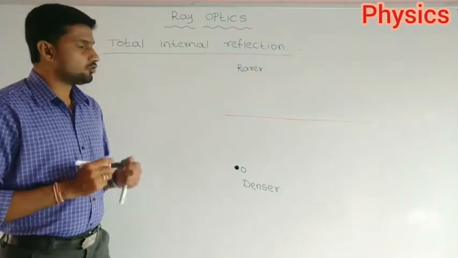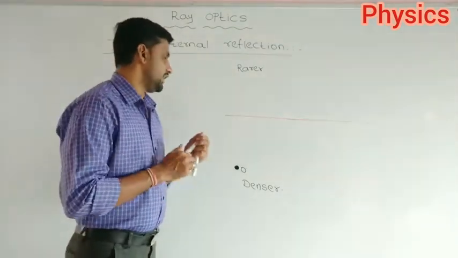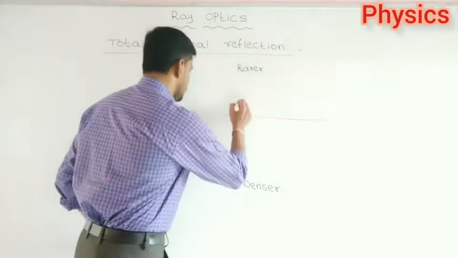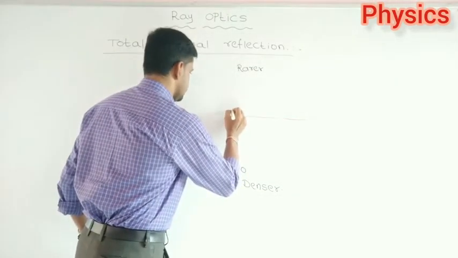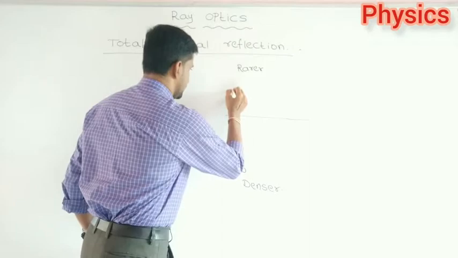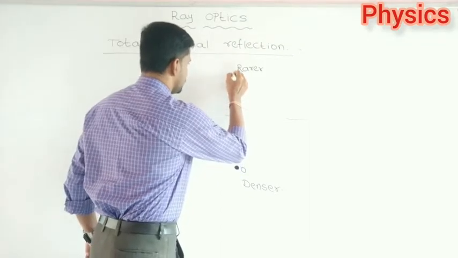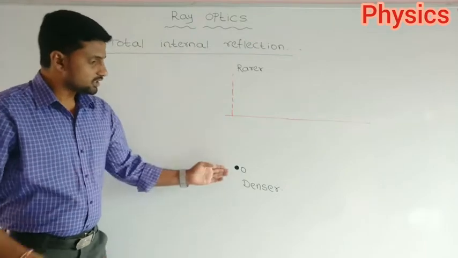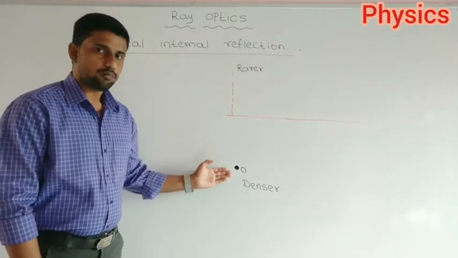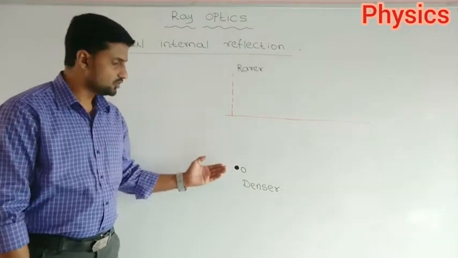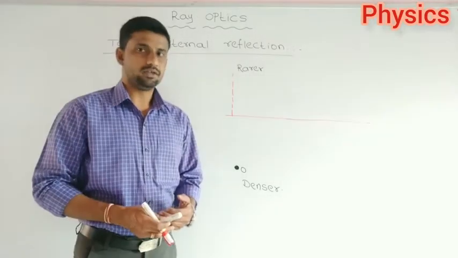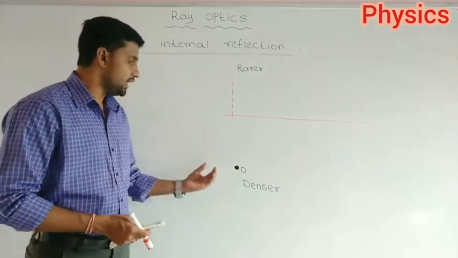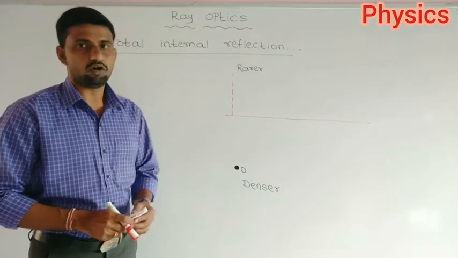Now I am going to draw a normal to this interface. Normal is a line which is perpendicular to the interface. This object is a luminous object. Luminous object means an object which produces light. That means there are so many rays of light coming out from this object.